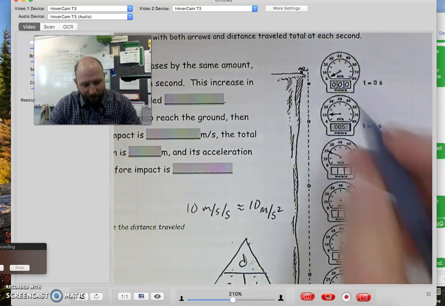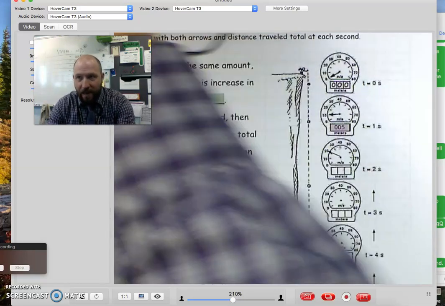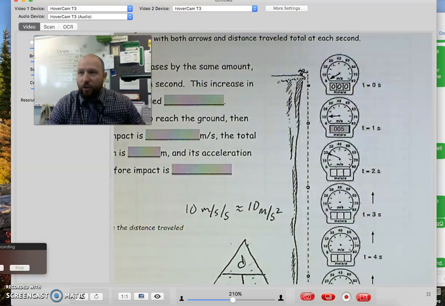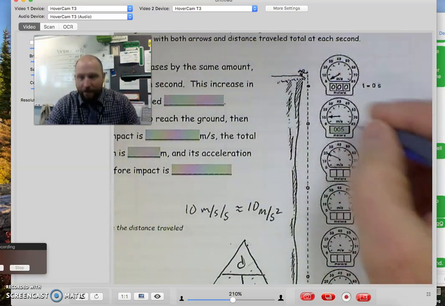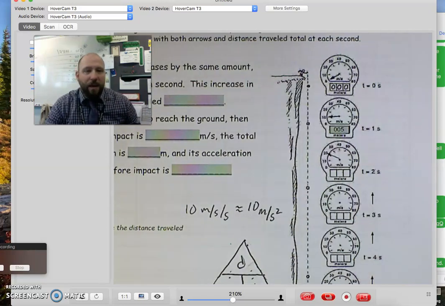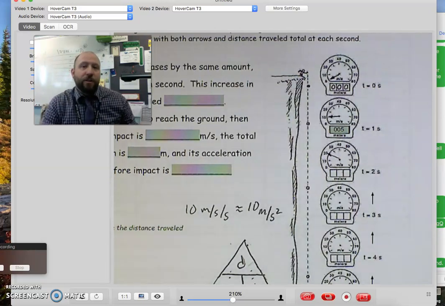At time 0, everyone should notice that the speedometer is set to 0 and the distance traveled is 0, because it's literally just being let go. So it hasn't traveled any distance. That makes sense. But at time equals 1 second, this rock has been able to fall for 1 second. Now remember, what's the acceleration of gravity? Based upon the paragraph you read, it's 9.8, but we're rounding that to 10 to keep our math nice and simple. So at the end of 1 second, how fast should this rock be going?